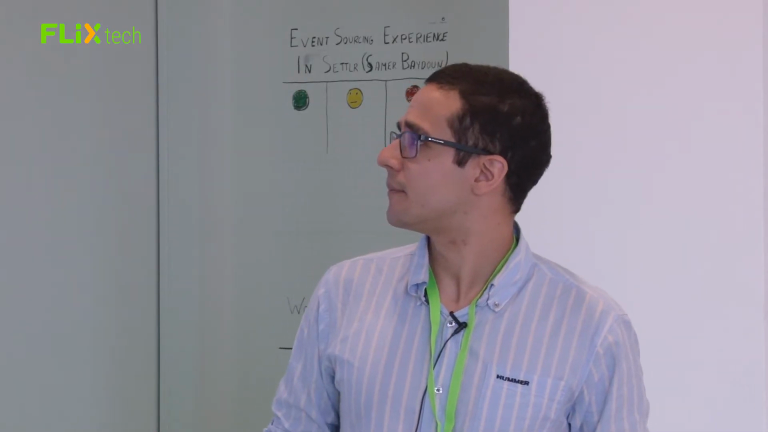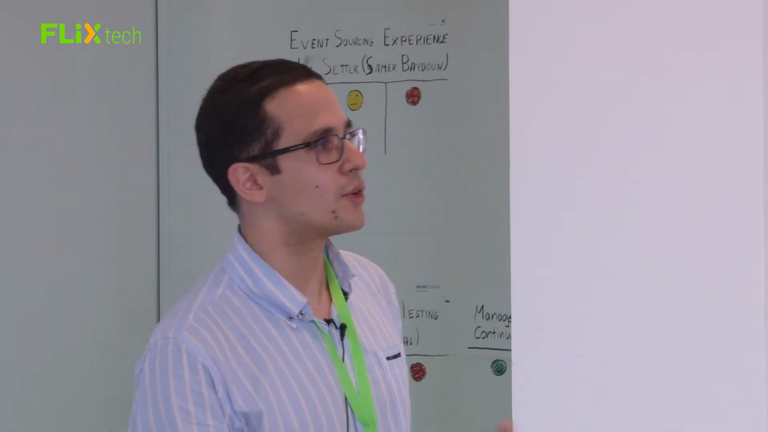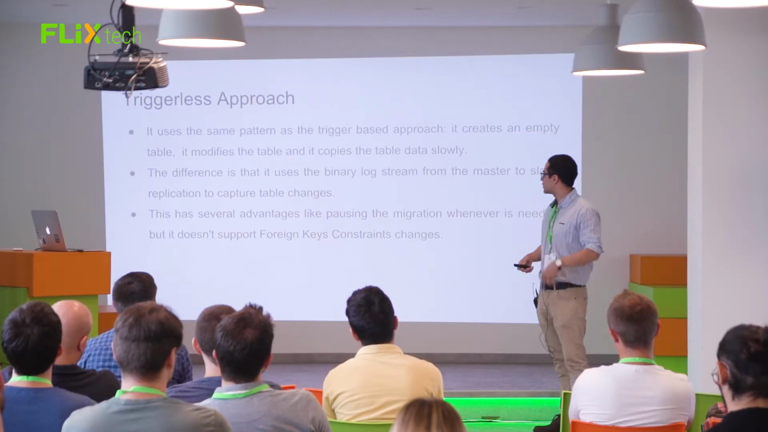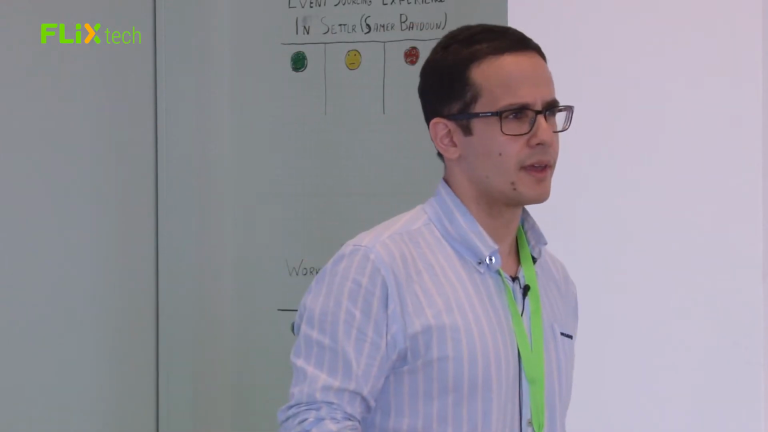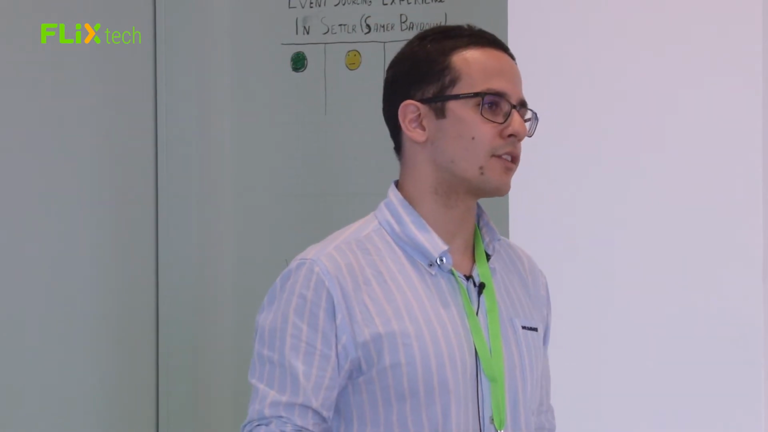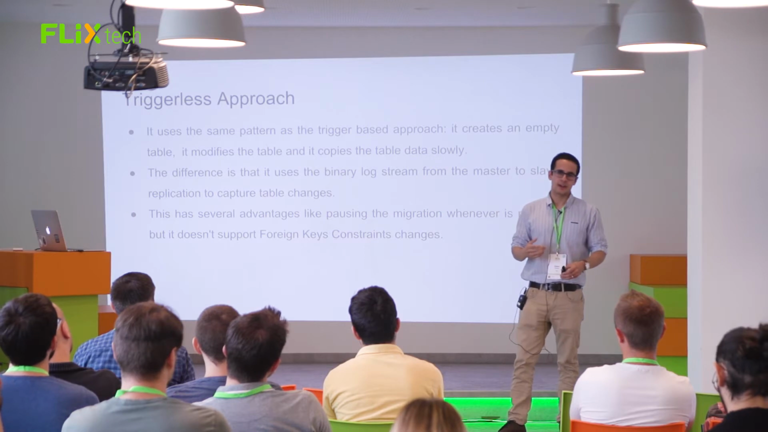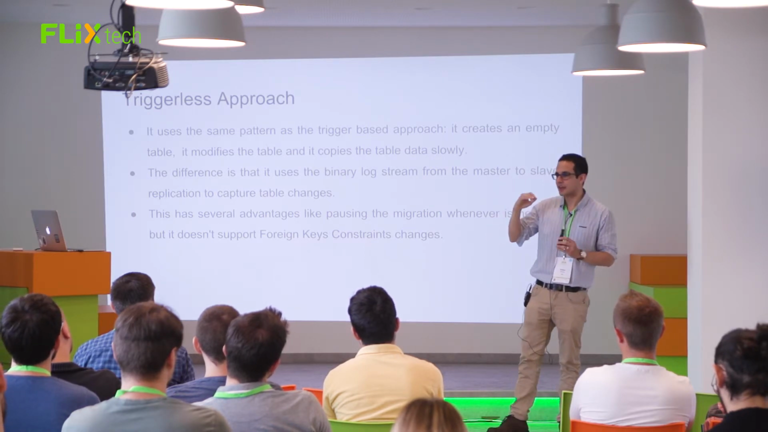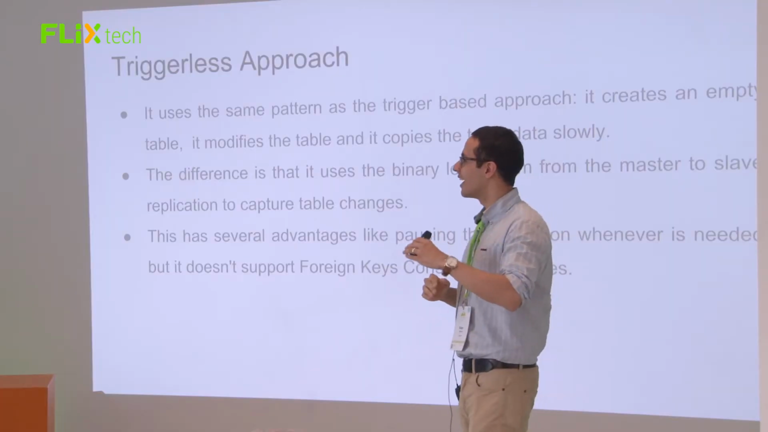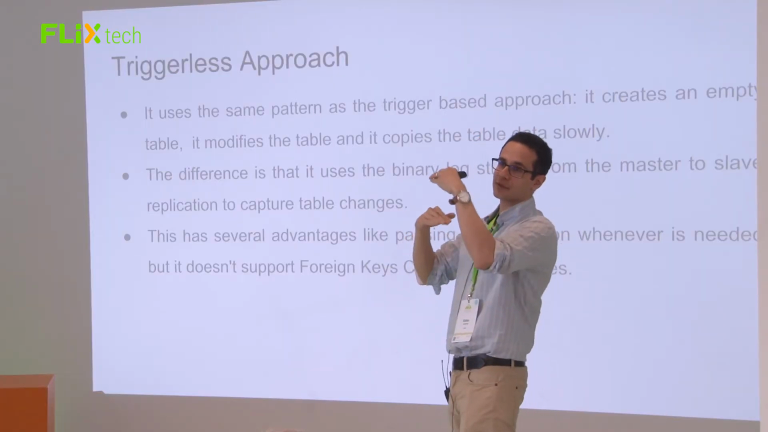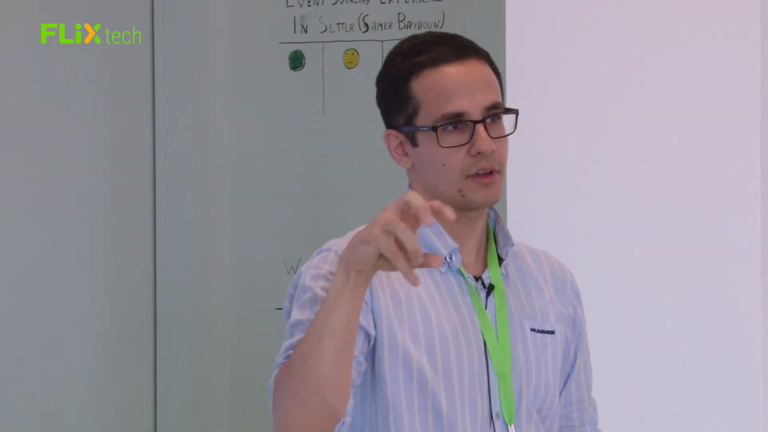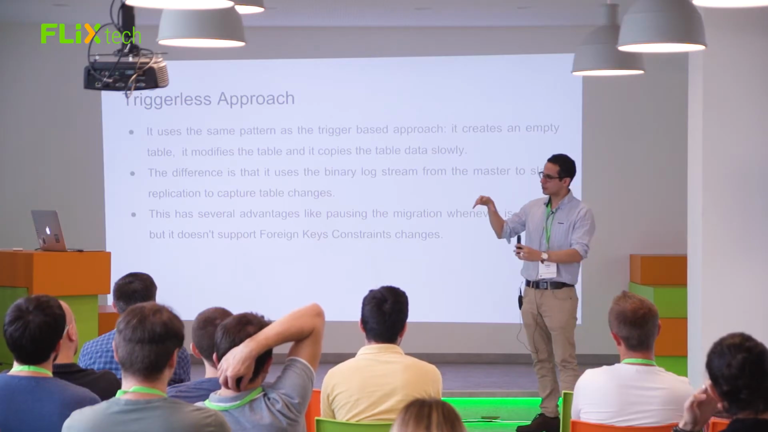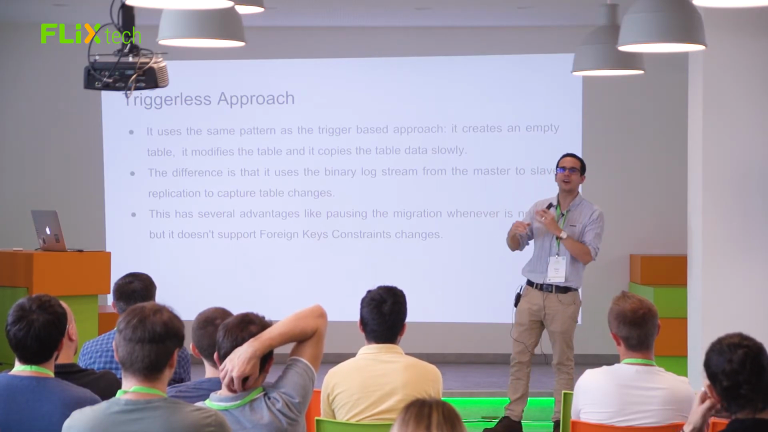The other approach from the guys at GitHub is called a triggerless approach. It uses the same pattern. It's no magic here. It creates an empty table, it modifies the table, and it copies the data very slowly. But the difference is that instead of using triggers, it's triggerless. It needs a master to slave replication, and within this replication, it reads the logs on the server. And it replicates from the old table to the new one just by reading the logs.